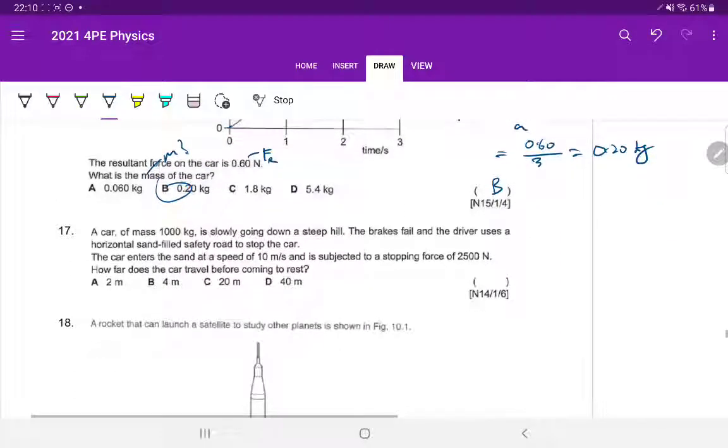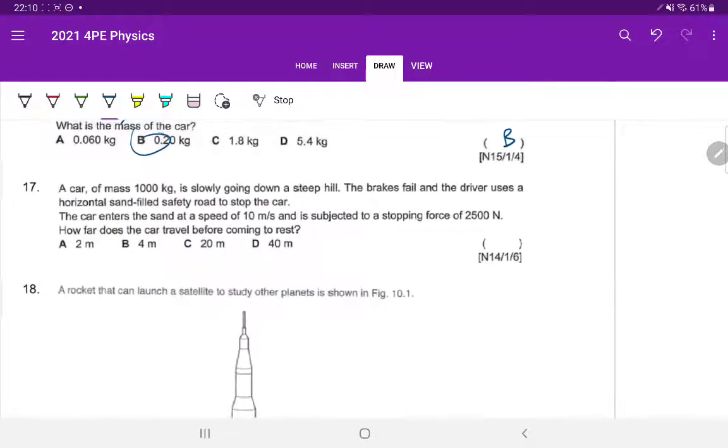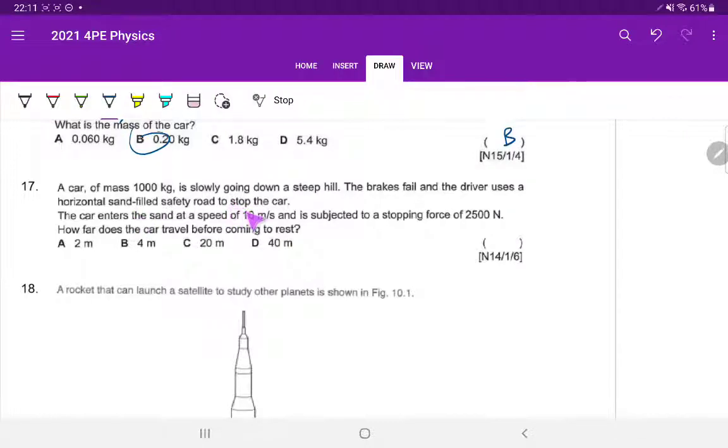Okay, question 17. Question 17, admittedly, is probably one of the tougher questions you would get. So a car of mass 1000 kg is slowly going down a steep hill. Sketch it. So it's going down a steep hill. The brakes fail and a driver uses a horizontal sand field safety road to stop the car. So it's going to reach here and then this is like a lot of friction, right?